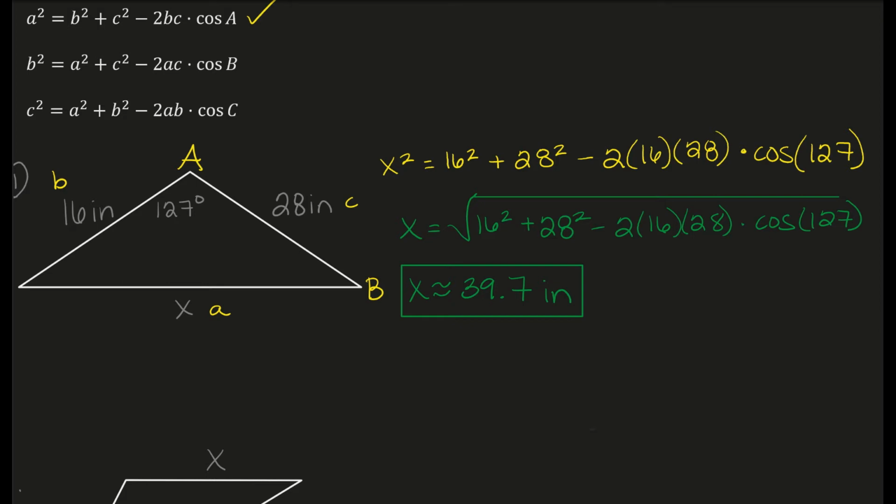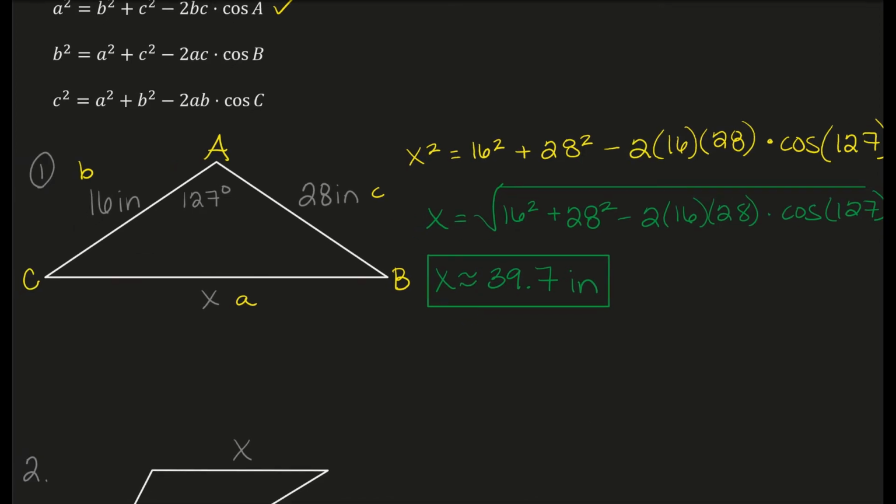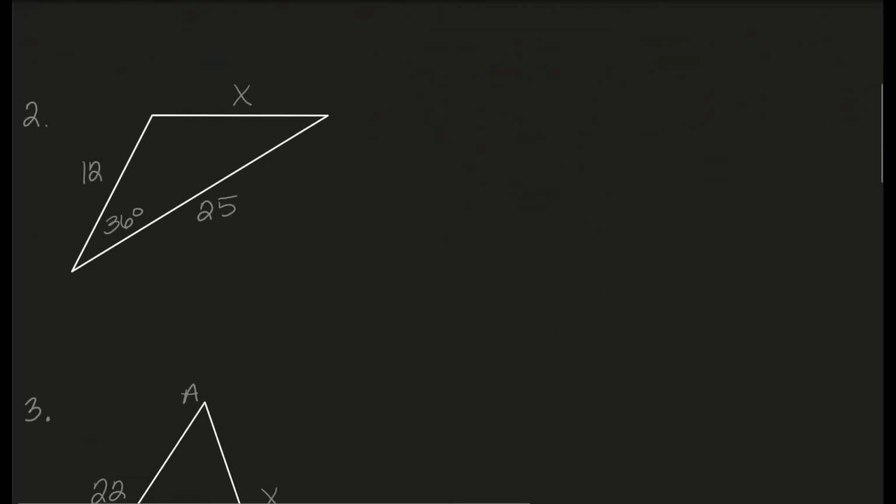So that's all you have to do. Finding a leg length with law of cosines is very, very easy. Once you plug everything into your formula, the calculator can pretty much go from there. The only math we're really going to have to do is when we're looking for an angle. So let's try a few more.